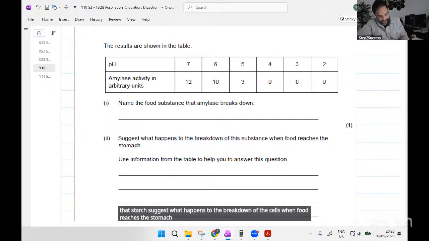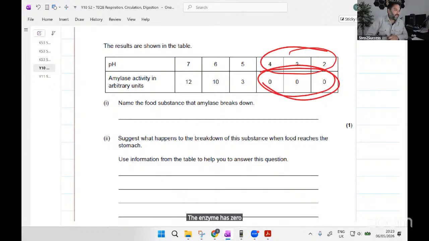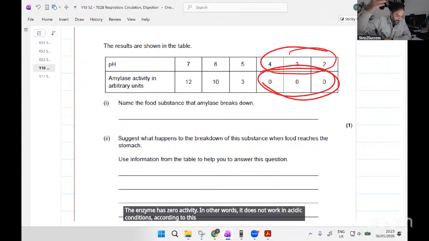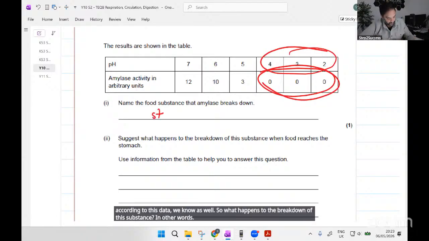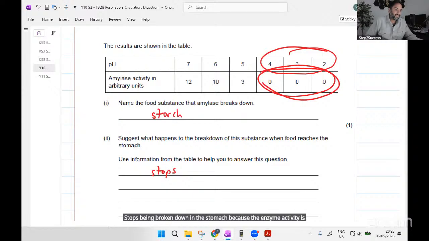Well, according to this, in acidic conditions, the enzyme has zero activity. In other words, it does not work in acidic conditions, according to this graph, which we should know already, but according to this data, we know as well. So, what happens to the breakdown of this substance? In other words, breakdown of starch? Well, it stops. Starch stops being broken down in the stomach because the enzyme activity is zero.